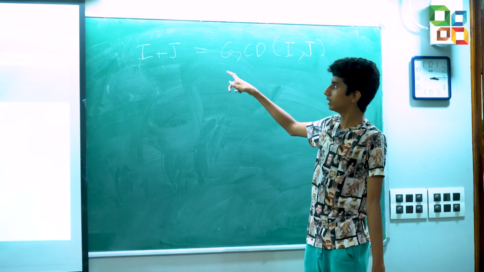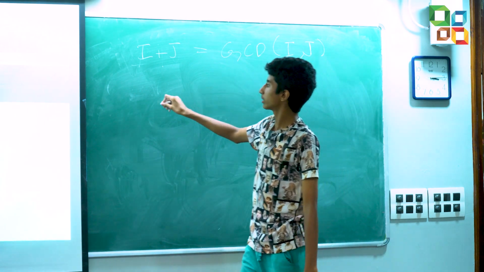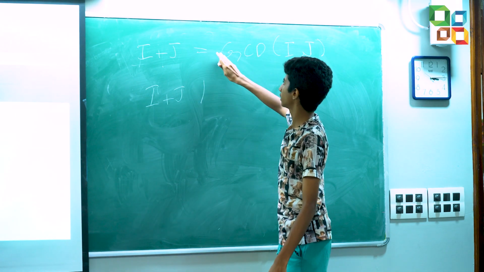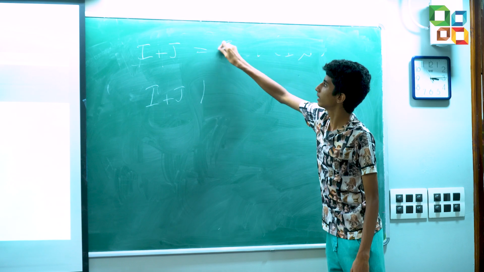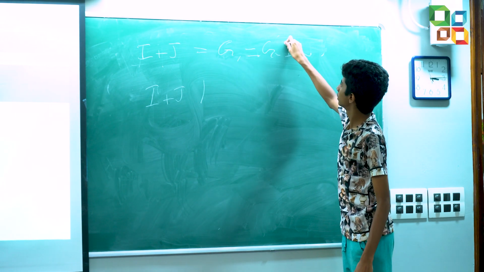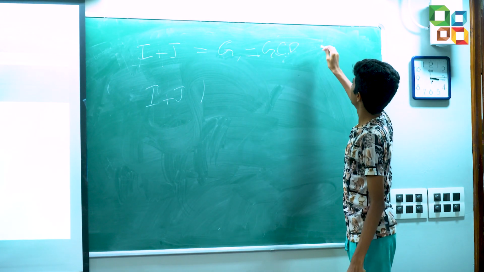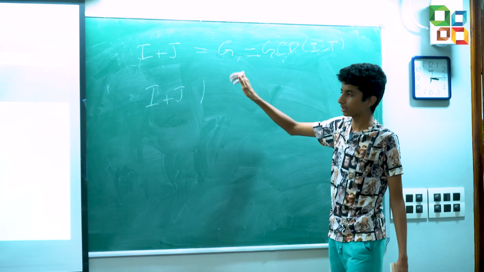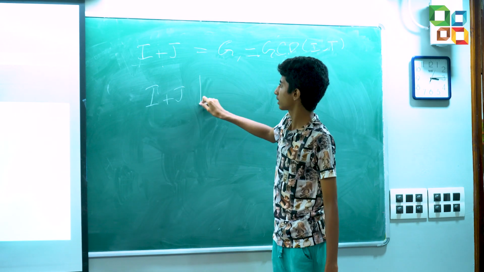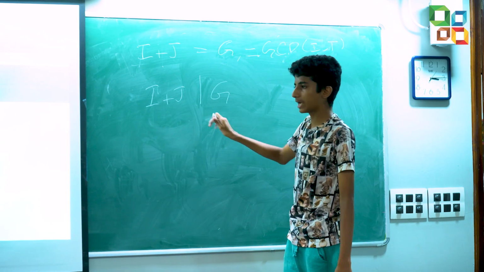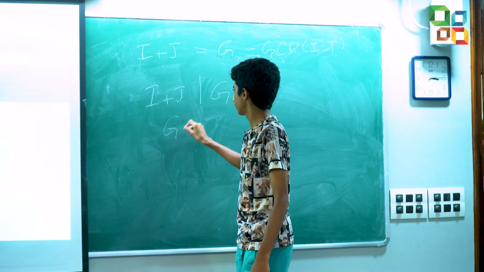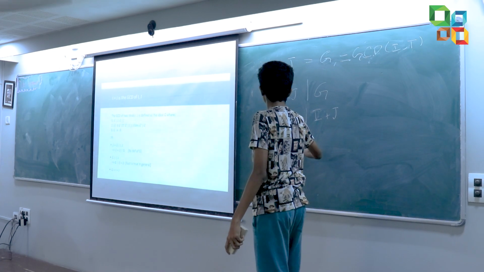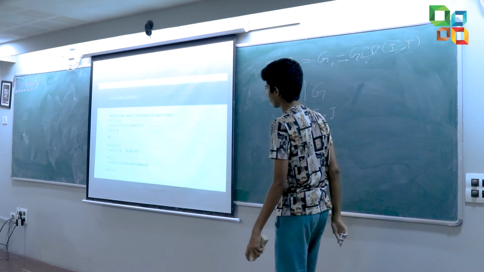A goal usually with these questions is showing first that I plus J divides, let's take this ideal as G. This is equal to GCD of I comma J. We'll abbreviate it to G. So one of the techniques of solving this is you show that I plus J divides G, then G divides I plus J, which would imply I plus J is equal to G. This is what we are going to do here.